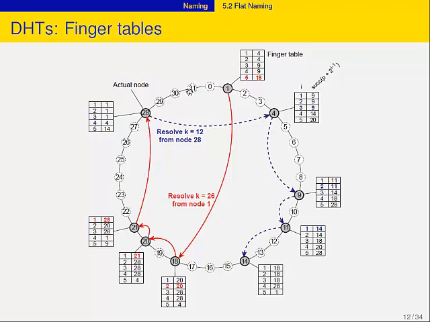Okay, let's look up key 12 from node 28, applying the algorithm that we just had. Yes? How do you know your successor in the network? Because for the first finger table, you pointed to 9. How do you know it's 9? I'll get to that in just a minute.